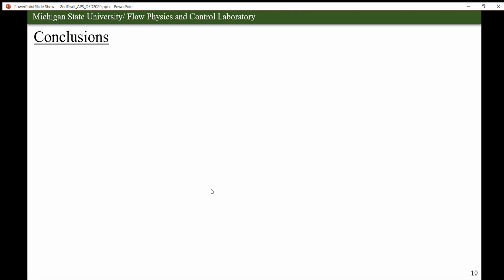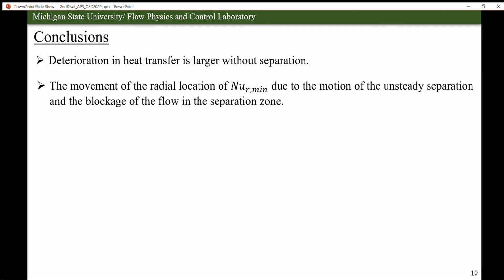So in conclusion, the deterioration in heat transfer is larger without separation. The movement of the radial location of minimum Nusselt number is due to the motion of the unsteady separation and the blockage of the flow in the separation zone. The upwash velocity is the primary driver of the Nusselt number deterioration.